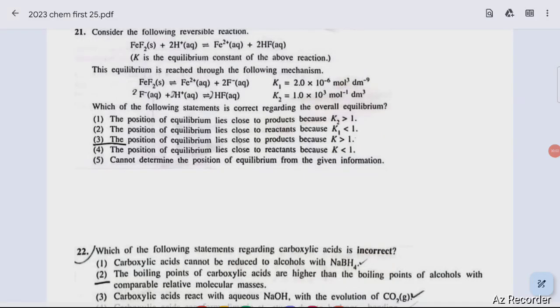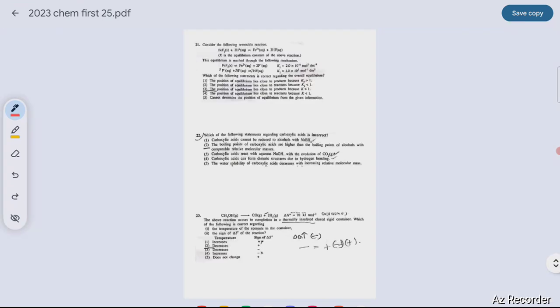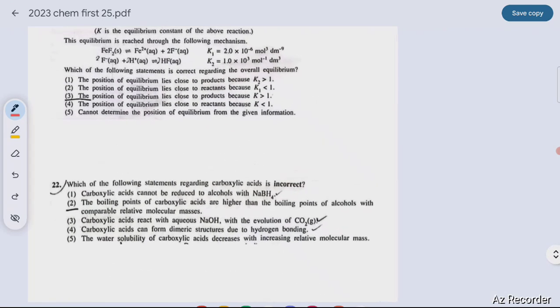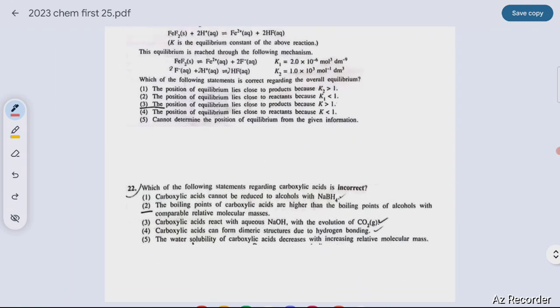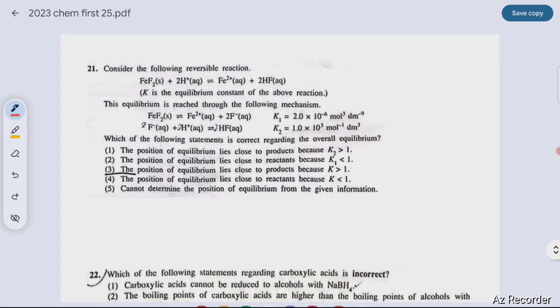Consider the following reversible reaction: FeF2 (solid) + 2H+ ⇌ Fe2+ + 2HF. This is an equilibrium reaction and K is the equilibrium constant of the above reaction. This equilibrium is reached through the following mechanism.